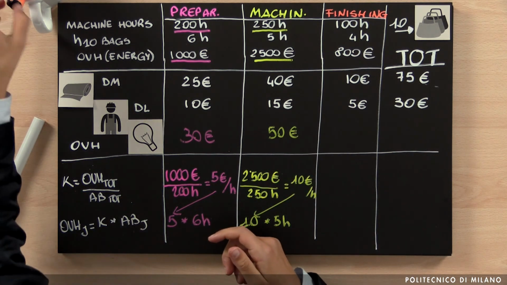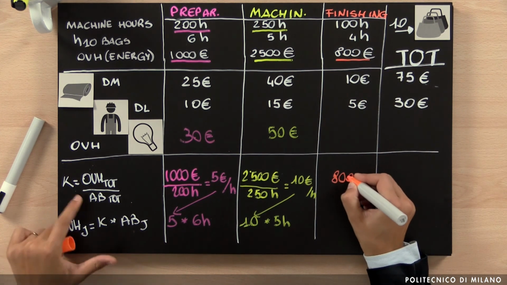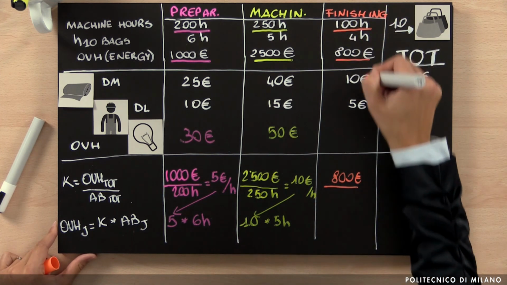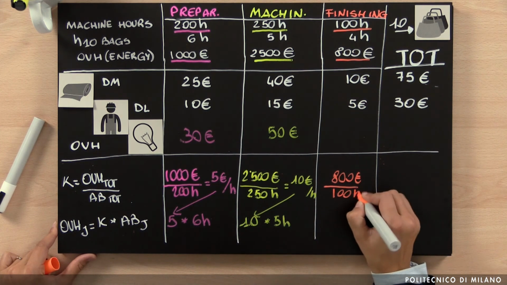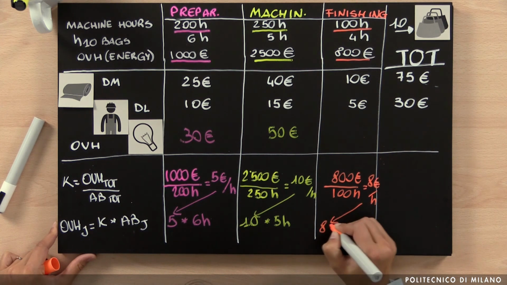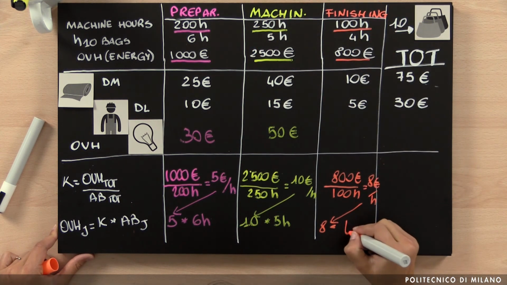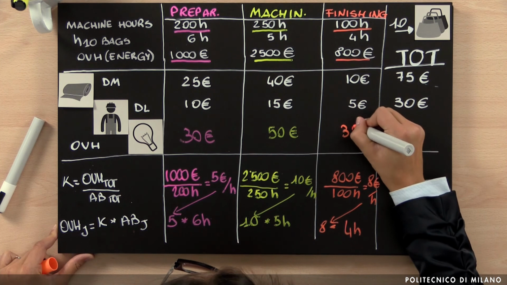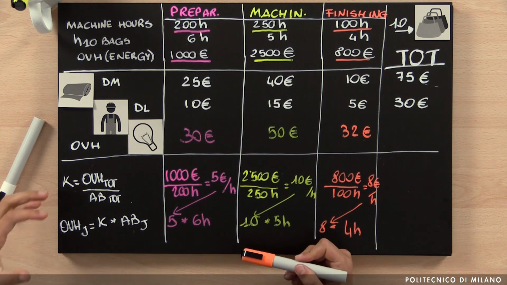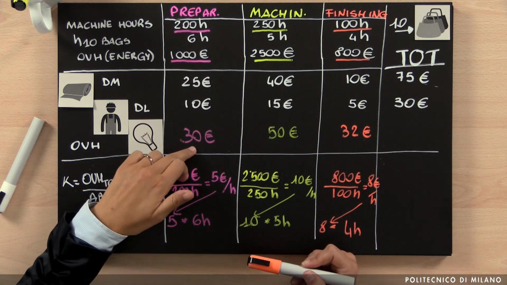The same happens, of course, within the finishing department, so we will divide 800 euros, which is the total overhead within the department, divided by the total allocation basis within the finishing department, which is 100 hours. So that we have 8 euros per hour. If we multiply this K by the total number of hours that we need to realize the 10 bags within this department, we have 4 hours, so that we will have 32 euros. You can see that by applying our formula, we are allocating in a proportional way the value of the energy within each department to our specific job.